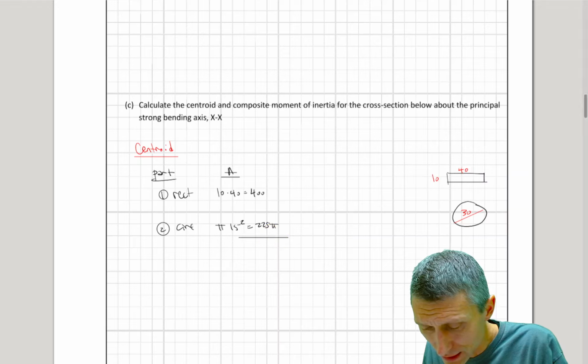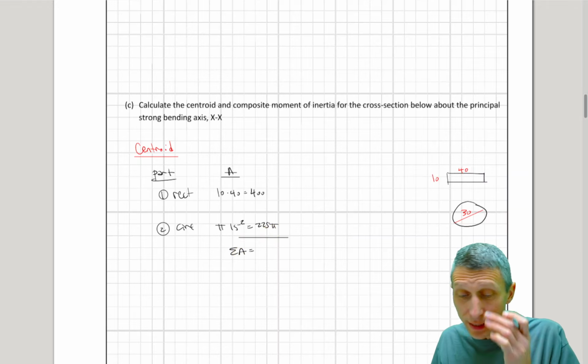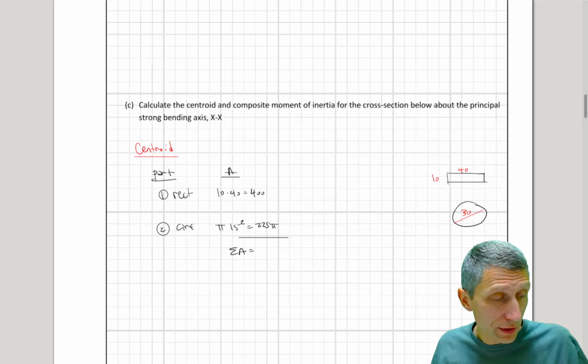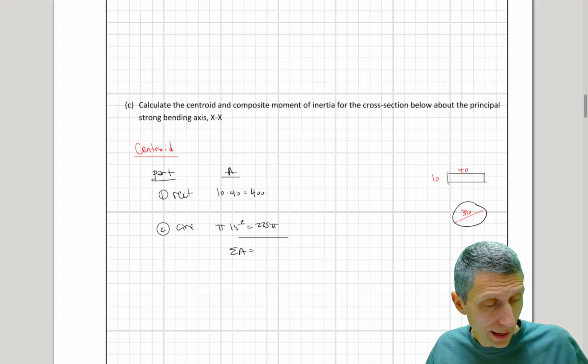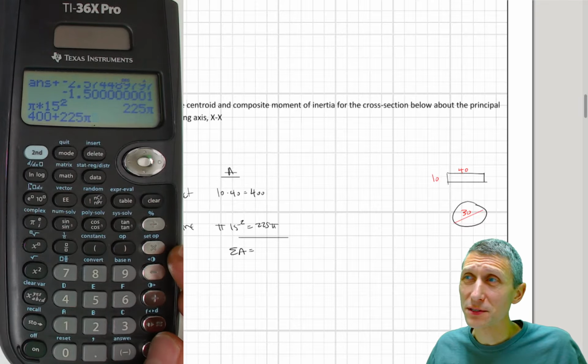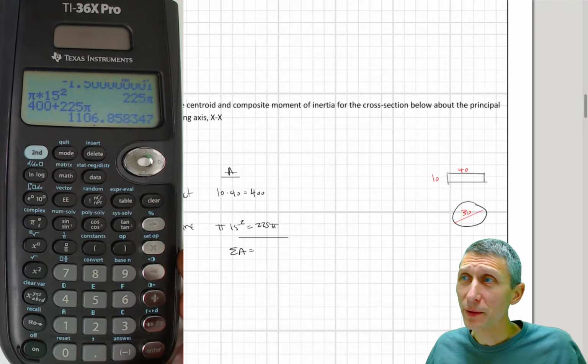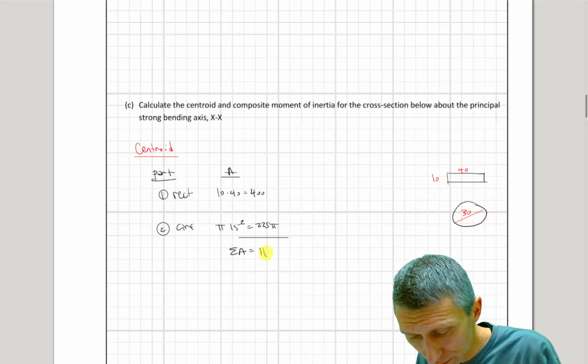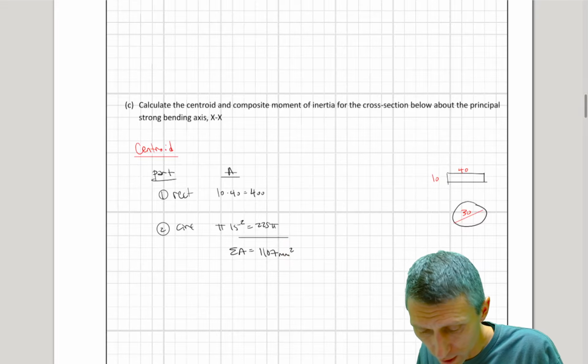And then if I add all this up, I'm going to get the sum of my areas, right? So this is going to be my area: 400 plus 225 pi. All I'm doing there is 400 plus 225 pi, and I get, let's just go to 1107. So we'll say 1107 millimeters squared.